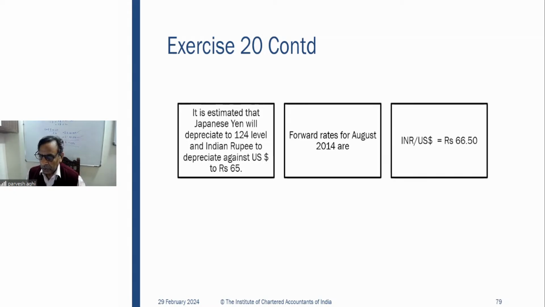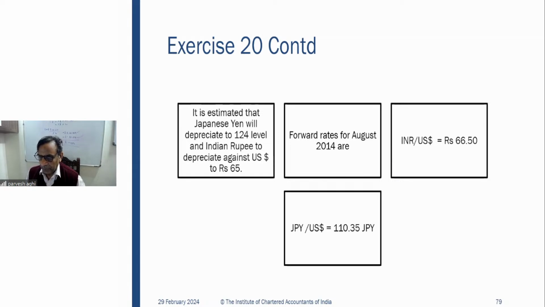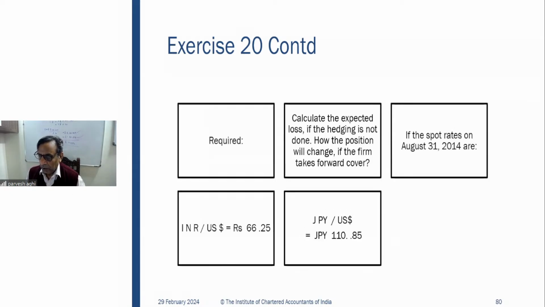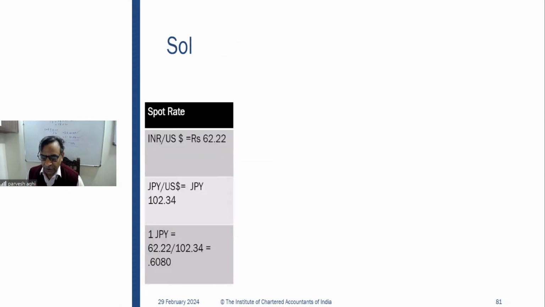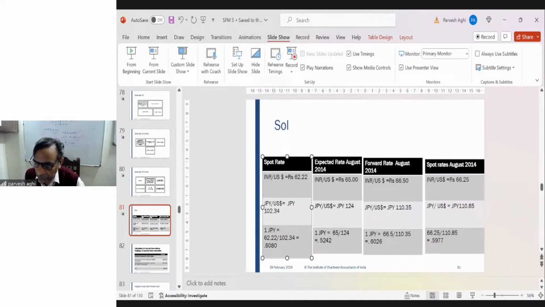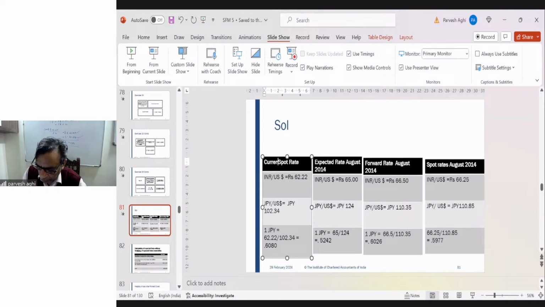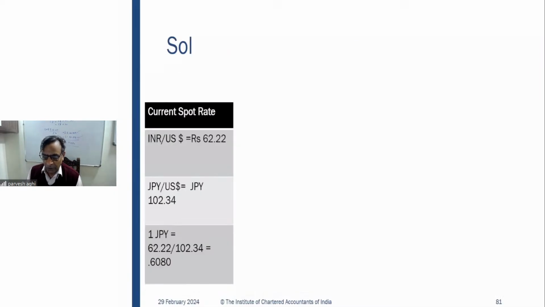Then the forward rates are given. And then finally, the spot rates are also given on August 31st. So there are 4 kinds of rates which are given. The first is the current spot rate. I'm going to add the word here so that it doesn't cause any confusion. So I say current spot rates. So these are the current spot rates.